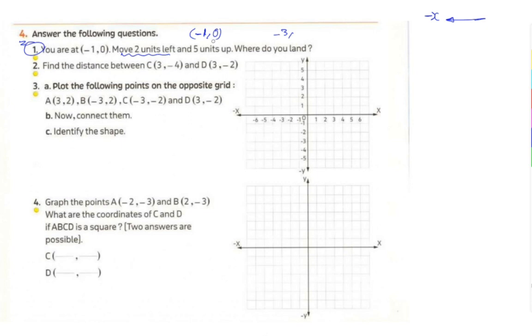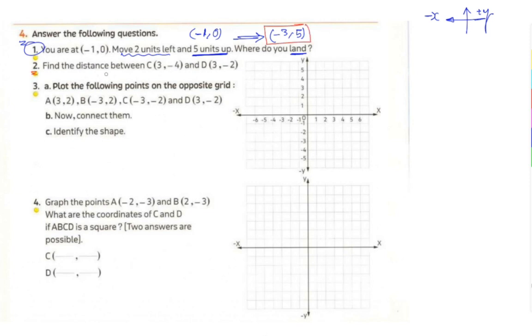Okay, 0. Move units up, that's plus y. So I will add 5 units to 0. 5 plus 0, that's 5. So the new landing point is (-3, 5). That's your answer. Okay.